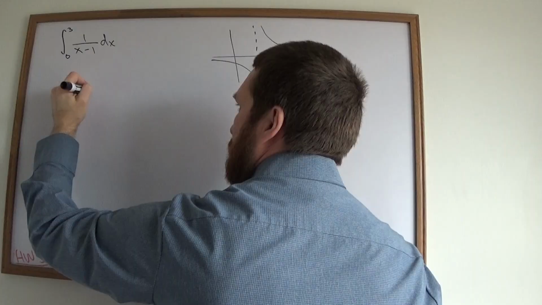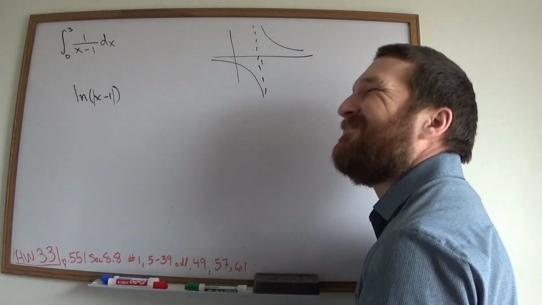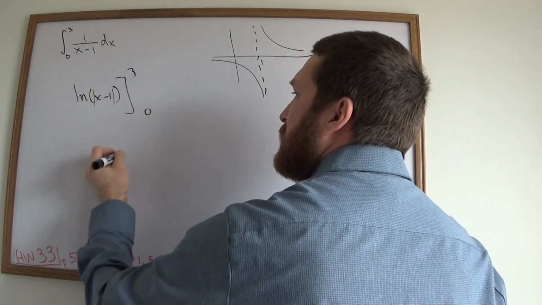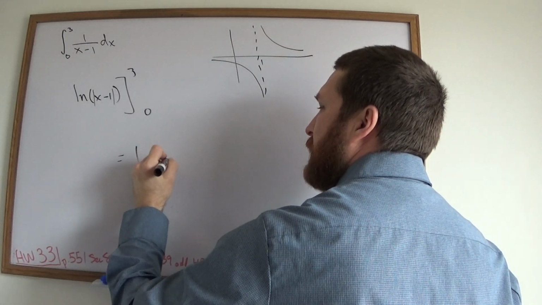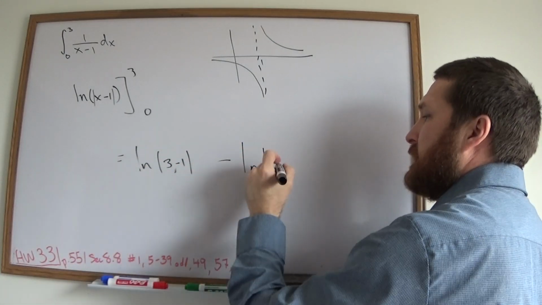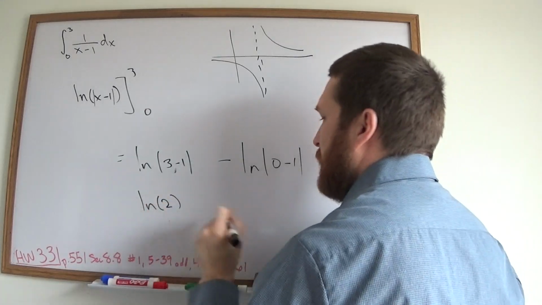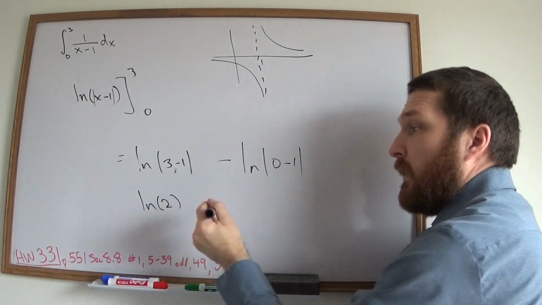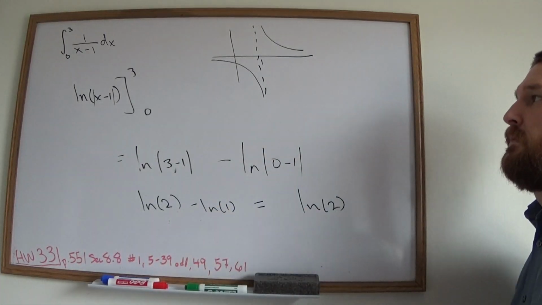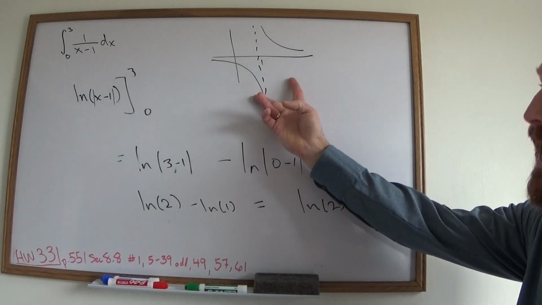Natural log of the absolute value of x minus 1, I always forget the absolute value. You evaluate it at 3 and 0. That's log of the absolute value of 3 minus 1, minus log of the absolute value of 0 minus 1. That's a plain old 2, and 0 minus 1 gives log 1, which is 0. And so you conclude log 2. Cool, we're done. But you didn't take this into account.